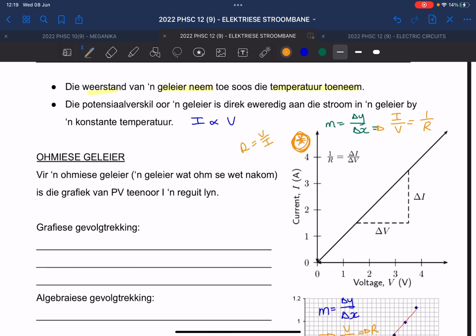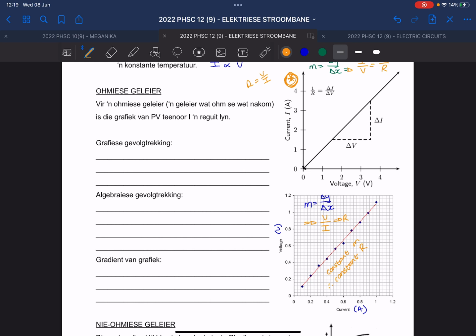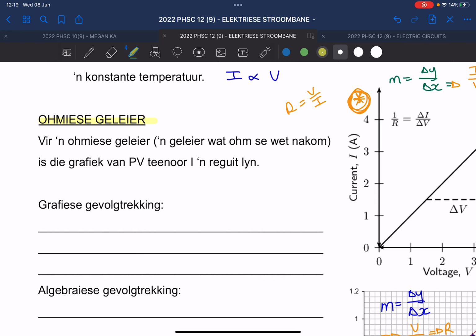Okay, so as ons net gou kyk, ekskuus, nog iets wat ek wou sê, if you get a straight line like this, reguit lyn, then we say it is an ohmic conductor, 'n ohmiese geleier. So it will give you a straight line, dit gaan vir jou 'n reguit lyn grafiek. And what is an ohmic conductor? One that obeys Ohm's law. Nog steeds juffrou, wat beteken dit? Dit beteken net die temperatuur bly konstant. That just means the temperature remains constant. So if we say something is an ohmic conductor, dan sê sy die temperatuur het konstant gebly.